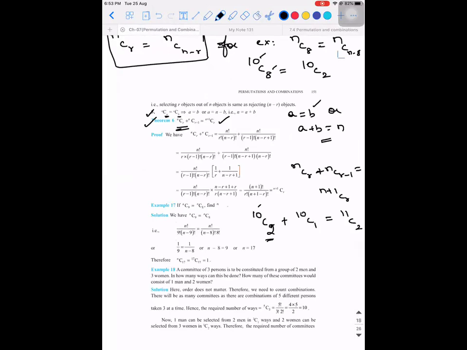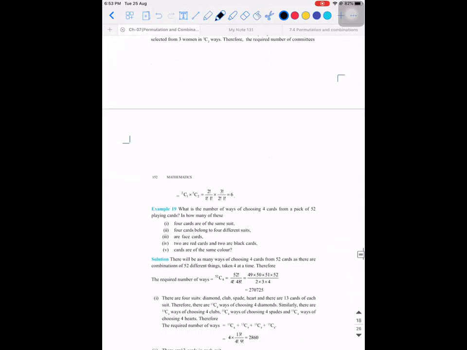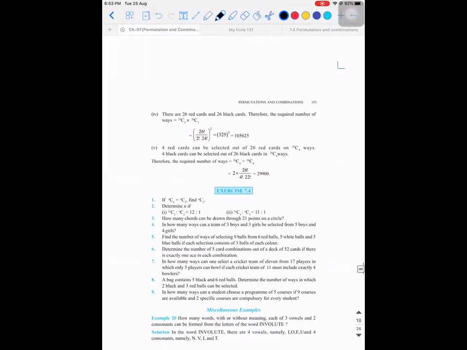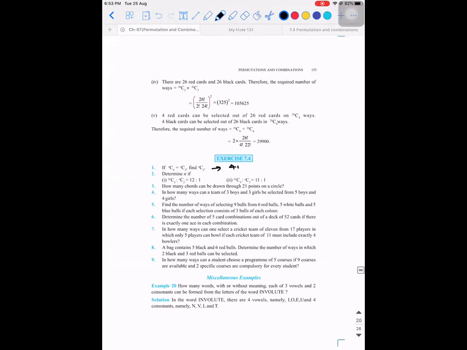Are you guys able to understand what I did? So the answer to this is 45.